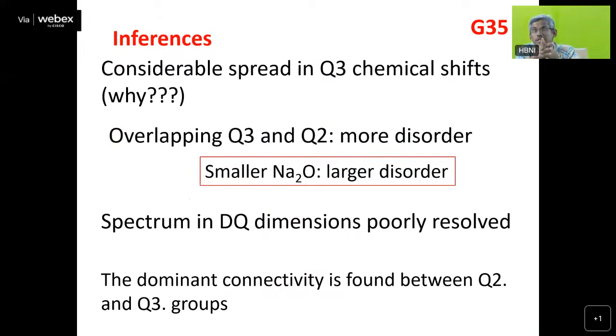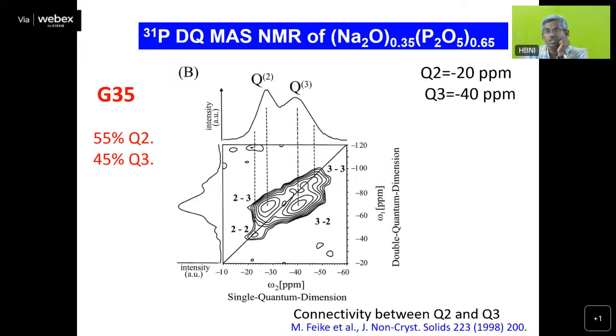You see considerable spread in Q3 chemical shift value. Now I am asking you why. You see this is a significantly spread Q3 value. Why? The line width is larger. Probably last class also I mentioned, when you have a Q3 structural unit, it will be bound by 3 bonds of this nature. Suppose I am bound by 3 people, then as a person I cannot move here and there.